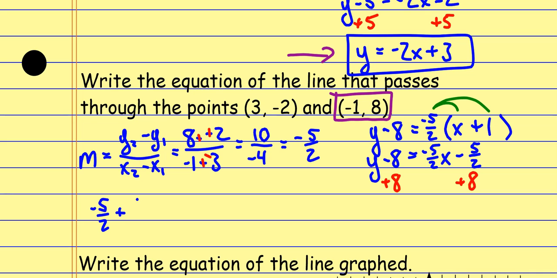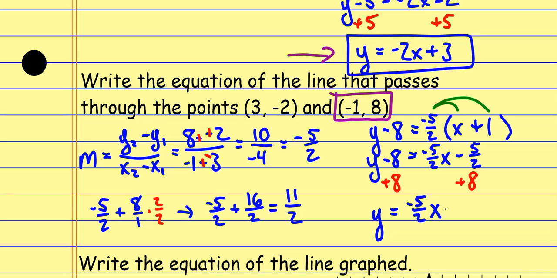I have to get common denominators here. That's like 8 over 1. I got to multiply by 2 over 2. Going old school, and I'm sure you have a calculator that can do this for you. If you're a wimp, I'm gonna do it by hand. I'm amazing. That's 11 over 2. So I get y equals negative 5 halves x plus 11 over 2.